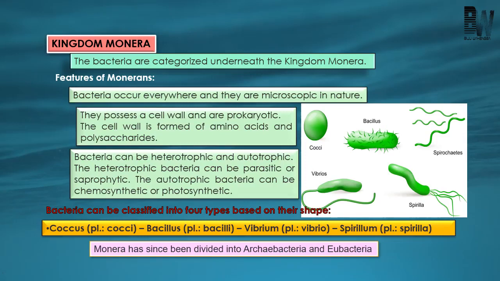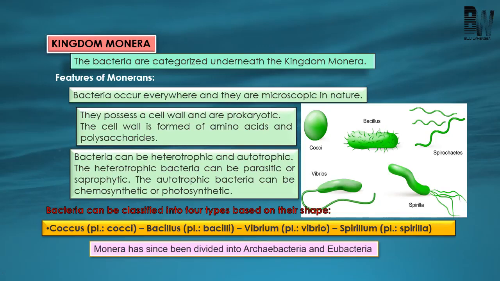And about nutrition, bacteria can have either autotrophic or heterotrophic nutrition. And autotrophic bacteria can be either photosynthetic or chemosynthetic. And heterotrophic bacteria can be either parasitic or saprophytic. This is about the nutrition. And these bacteria can again be divided into 4 groups based on body shape.